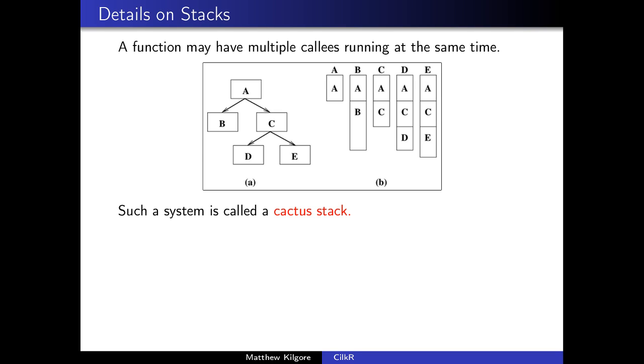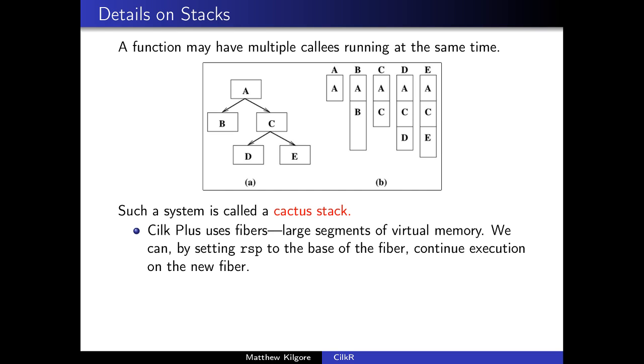Now, a system that implements this usually uses something called a cactus stack, which is called that because if you flip it upside down and really squint, it kind of looks like a cactus after being exposed to nuclear fallout. Now, CilkR implements a cactus stack by using fibers, large segments of virtual memory. By setting the RSP pointer to the base of the fiber, we can continue execution on a new fiber.